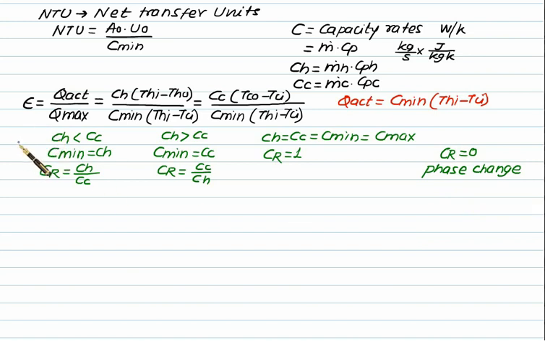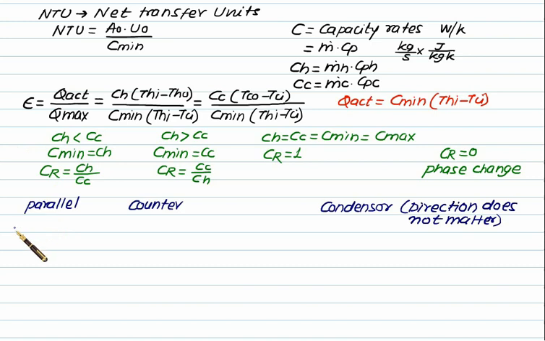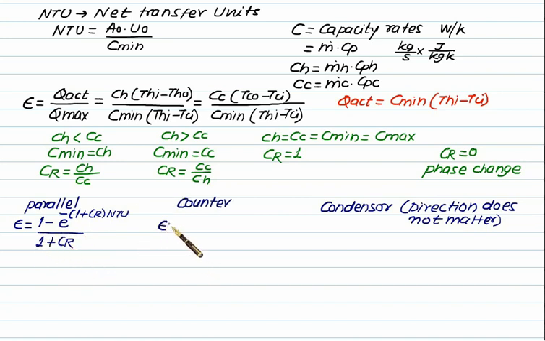Now there is a definite relation between effectiveness and NTU. In the case of parallel flow, effectiveness is given as 1 minus e to the power minus 1 plus Cr into NTU, divided by 1 plus Cr. For counter flow, effectiveness is given as 1 minus e to the power minus 1 minus Cr into NTU, divided by 1 minus Cr into e to the power minus 1 minus Cr into NTU.